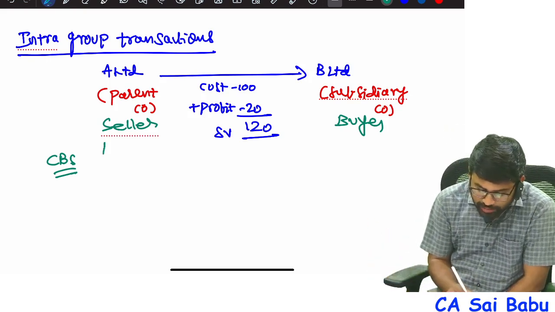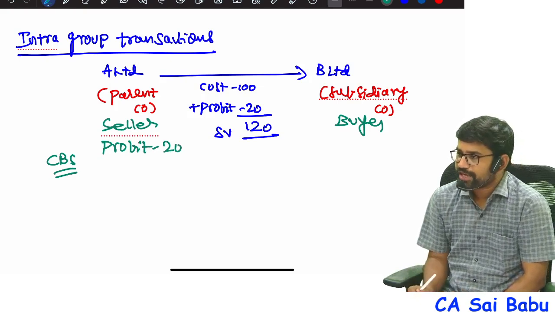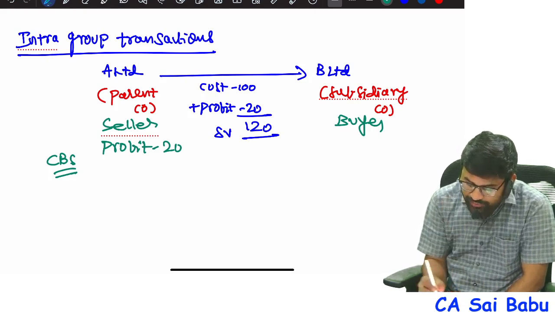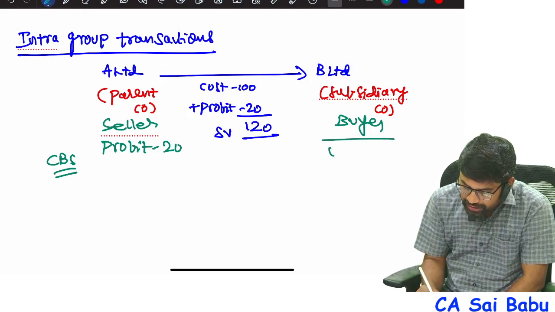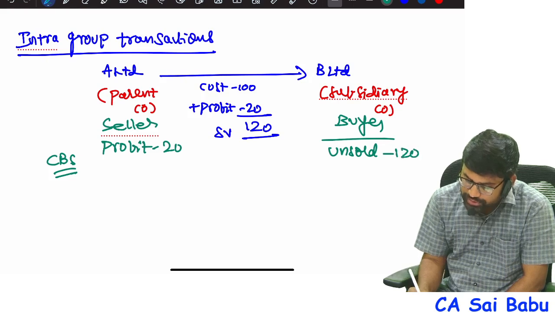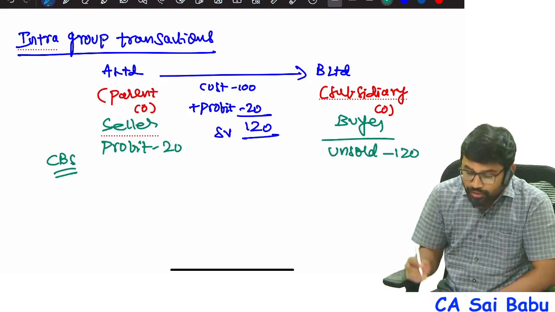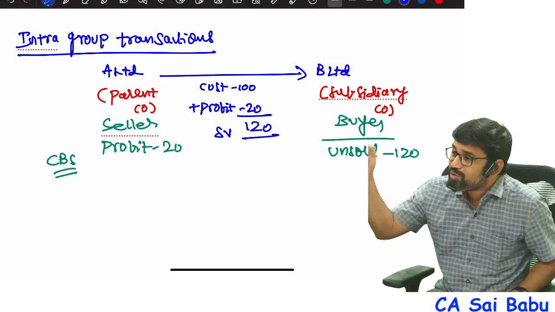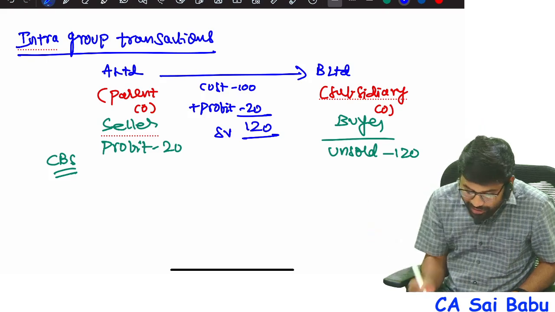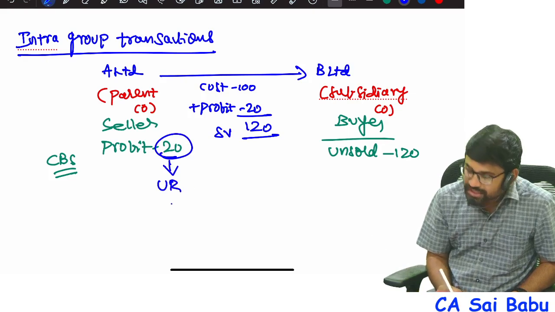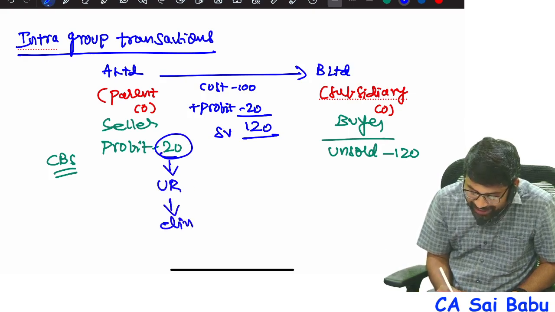That means how much profit is recognized by the parent company? 20. Profit recognized by the parent company. But see, this stock, whatever was sold by A to B, remains unsold at the time of consolidation. Total stock not yet sold, 120. Now, AS 21 says, since the stock is not sold to outsiders, on this stock, what is the unrealized profit? This is unrealized. Therefore, you need to eliminate.